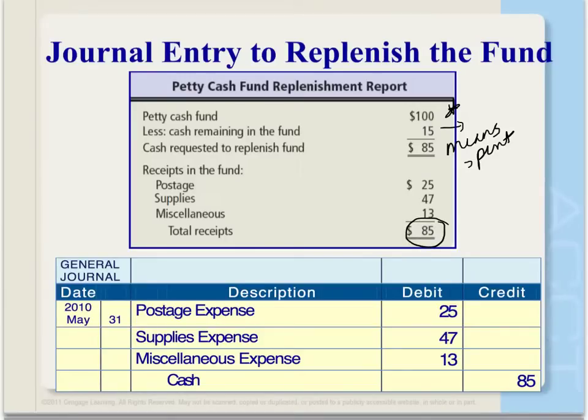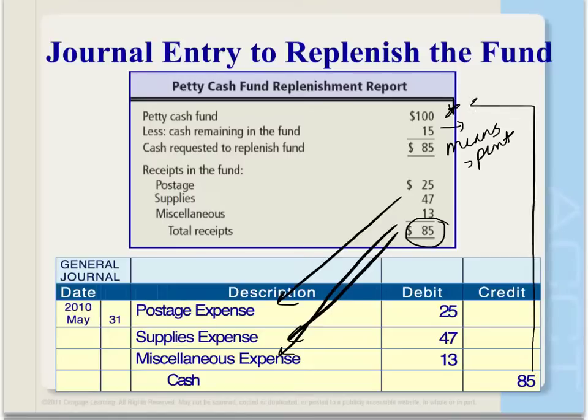So in this particular case, we're going to put them to each of their expense accounts in our general ledger. This is an adjusting journal entry. We're going to debit postage for $25, supplies for $47, and miscellaneous for $13. We are then going to write a check for $85. The bank is actually going to give us cash for $85, and we're going to come back to the office and put it back in our cash box. We then have $100 more for people to come in and use up. Every time it gets down to that certain amount, we will replenish the cash fund.